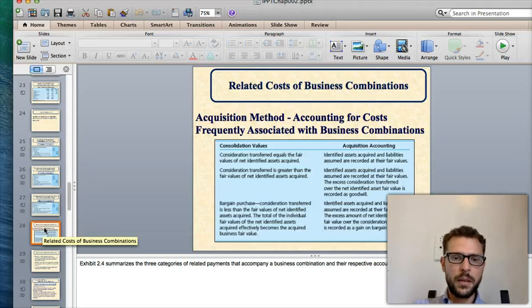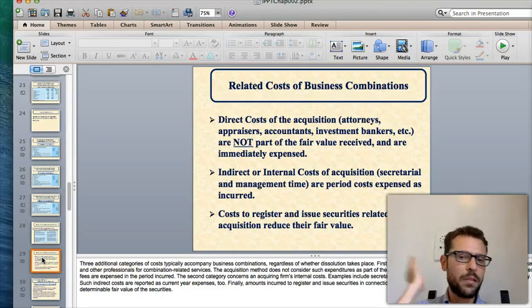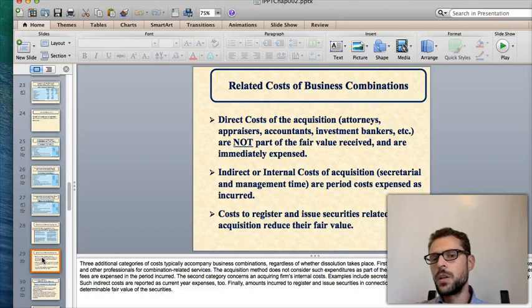Related costs of business acquisition. Now we have costs that we need to be cognizant of, primarily direct costs of acquisition. Attorneys, appraisers, and accountants are not part of the fair value received and are expensed. So this is just an expense. If you paid an accountant or a banker for a valuation and audit, you just expense it.